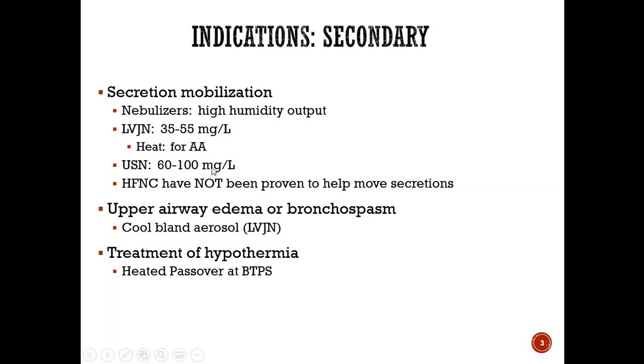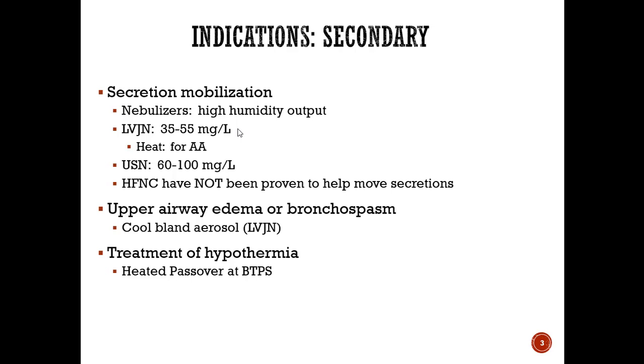Again, you guys, I'm not going to make you memorize these outputs, the HME, the passover. The only output that I really want you to know, besides the body temperature, pressure, saturation boundary, is that if you are bypassing the upper airway, you want the minimum output of at least 30 milligrams per liter. You do not need to know these other outputs. You don't have to put them on a flashcard. I'm not going to test you on them.